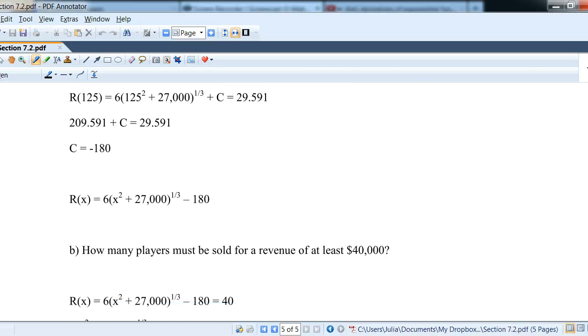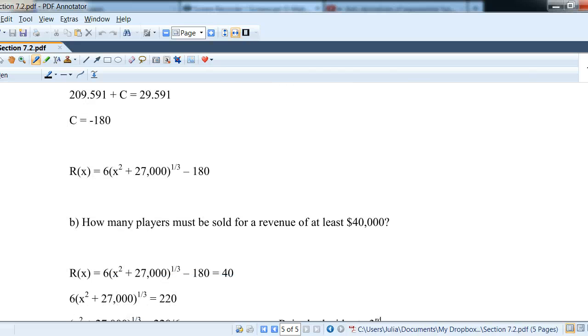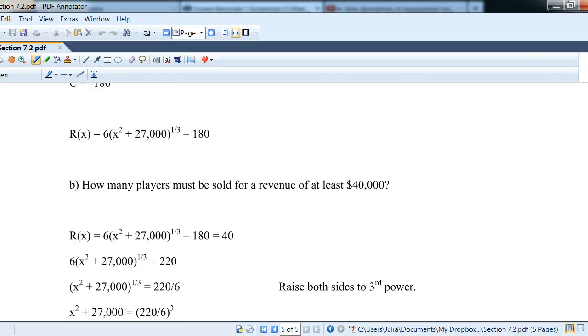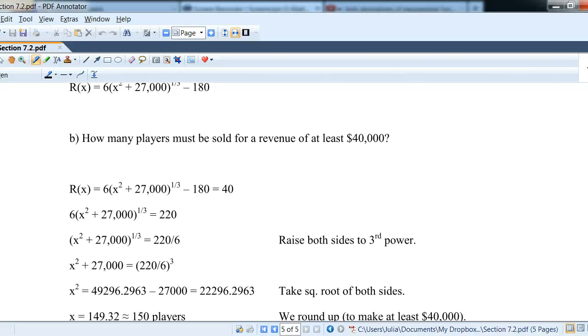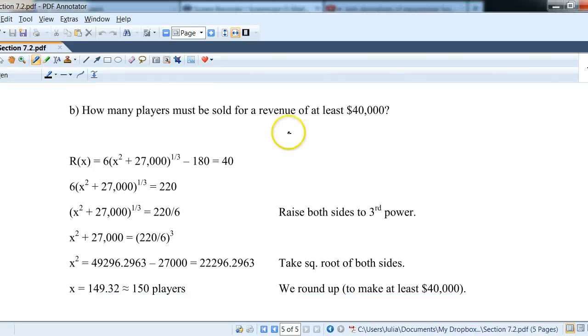I think the next one is just algebra, where you set the equation equal to 40 and you solve for it. I'm just going to show you guys what's happening here. And I'm using some algebra. Add the 180, divide by 6, cube it to get rid of the 1/3, and basically use some algebra to say how many players must be sold if the revenue is at least 40,000. And that's it for this section.